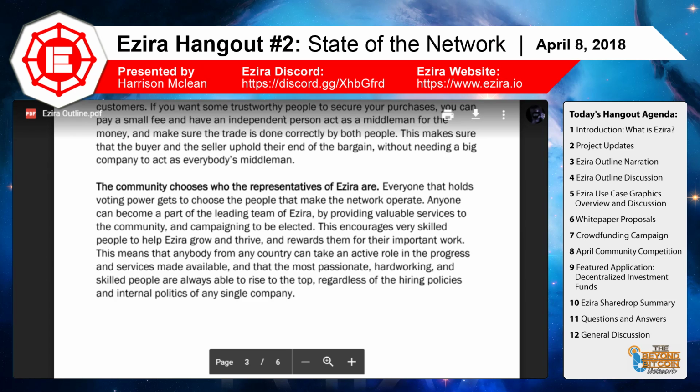This means that anybody from any country can take an active role in the progress and services made available, and that the most passionate, hardworking, and skilled people are always able to rise to the top, regardless of the hiring policies and internal politics of any single company.